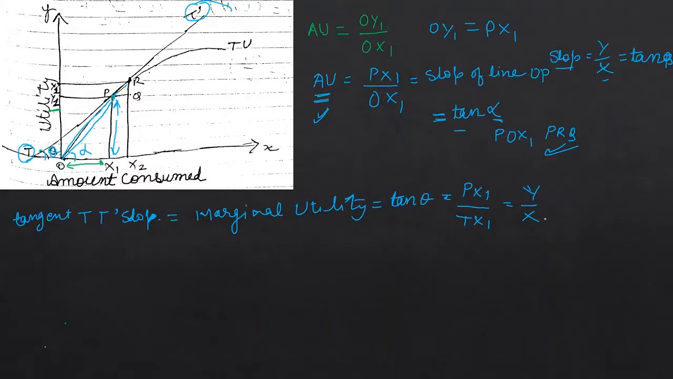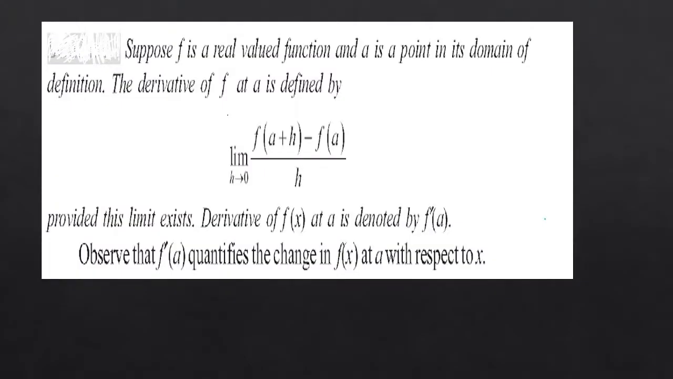Now we move to differential calculus. First, look at this on your screen. This is the definition of a differential or a derivative. Suppose f is a real valued function and a is a point in its domain of definition. The derivative of f at a is defined by the limit as h tends to 0 of f(a + h) minus f(a) upon h.